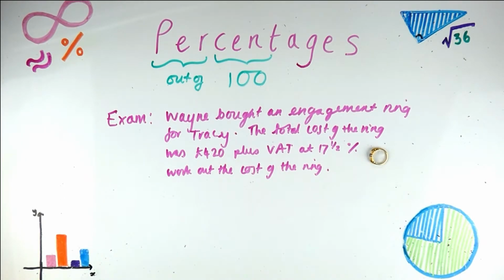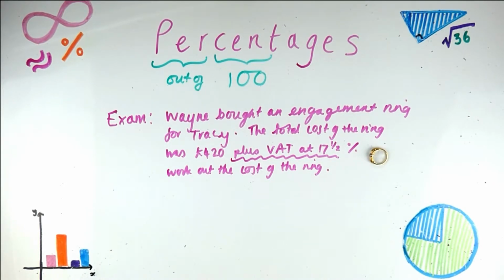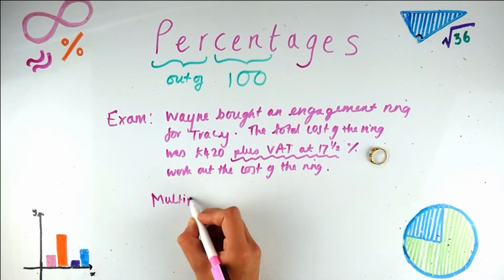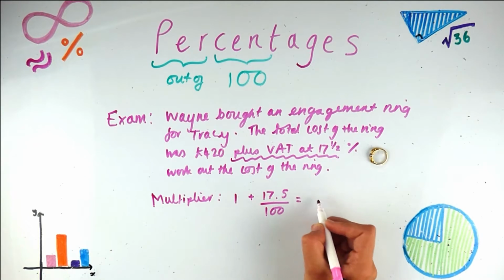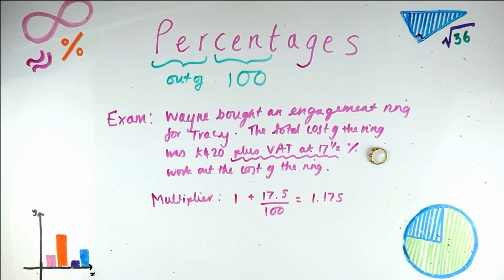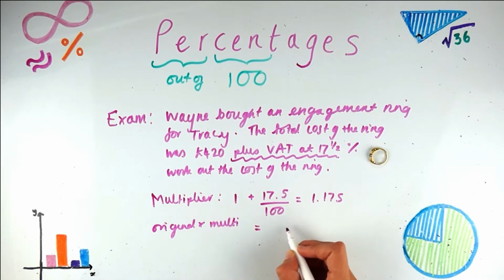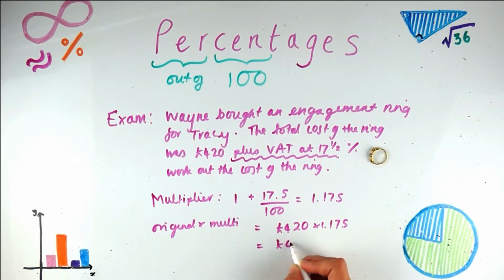We've got VAT in the question again, so we're looking for a multiplier. It's plus VAT at 17.5%, and it's plus, so it's an increase. So the multiplier is 1 plus 17.5 over 100, which is 1.175. Then we do the original times the multiplier: £420 times 1.175 equals £493.50. There we go, that's an exam question of type 2.